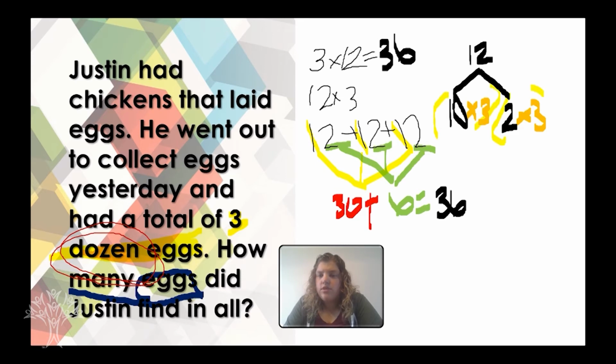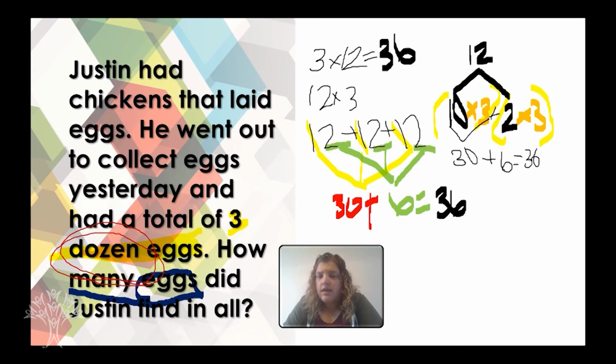Now, each one of those are their own sets of equations, which is why I put parentheses around them. Then at the end, what I need to do is add those 2 numbers together. So 10 times 3 is what? 10, 20, 30. And 2 times 3 is what? 2, 4, 6. So 30 plus 6 equals 36.